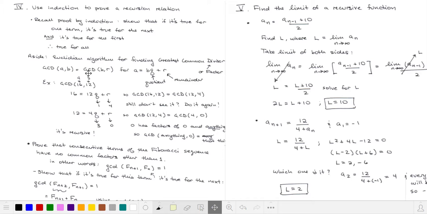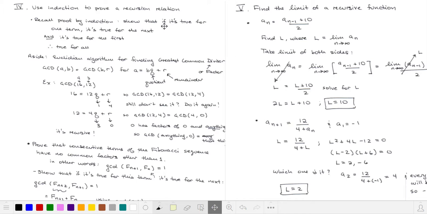Using induction to prove a recursion relation. There was actually a lot of new stuff built into this example, and so I wanted to go over those new things and also to review the old thing. And the old thing was, how do you do proof by induction? Well, remember, I think that was just last section, right?